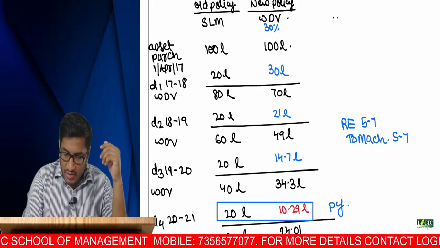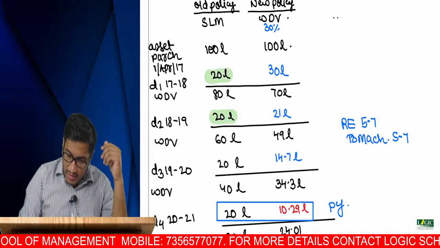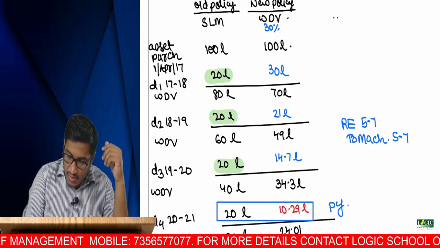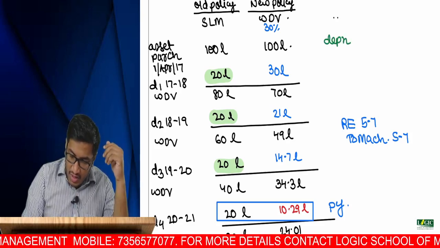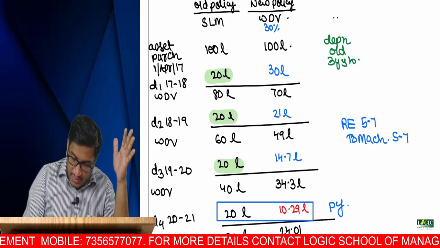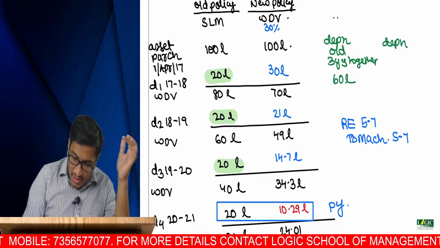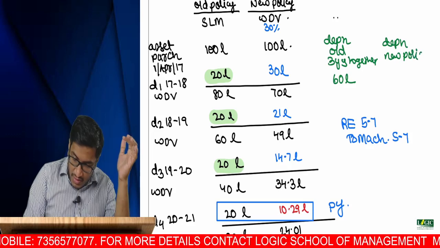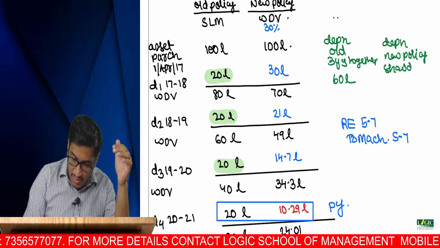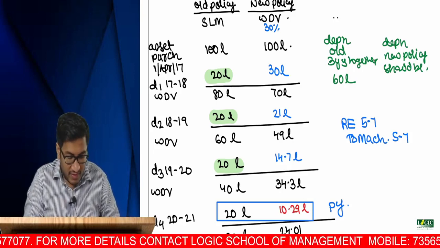Let me see. That means you are comparing this depreciation: 20 plus 20 plus 20. So last 3 years, depreciation in old policy, 3 years together, 60 lakh. Depreciation under the new policy should be how much? 30 plus 30 plus 21 plus 14.7. How much?